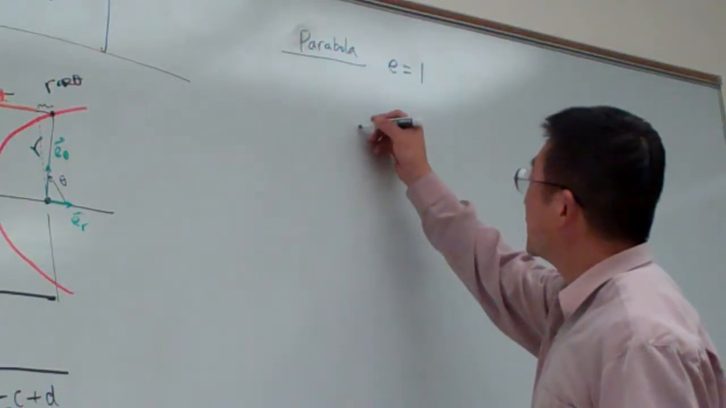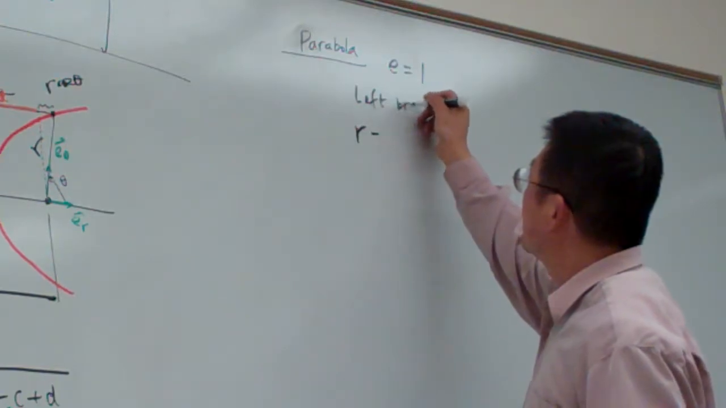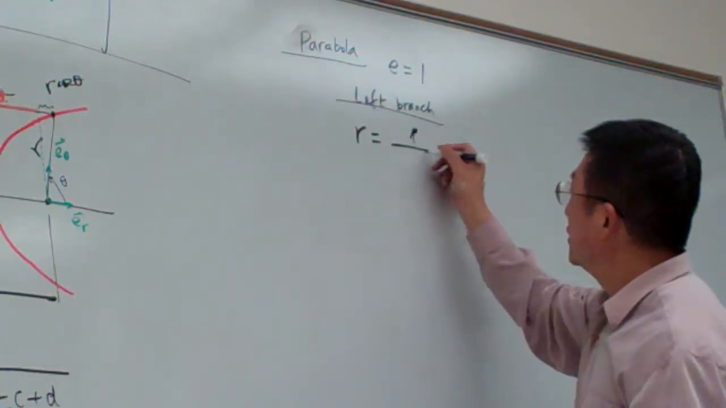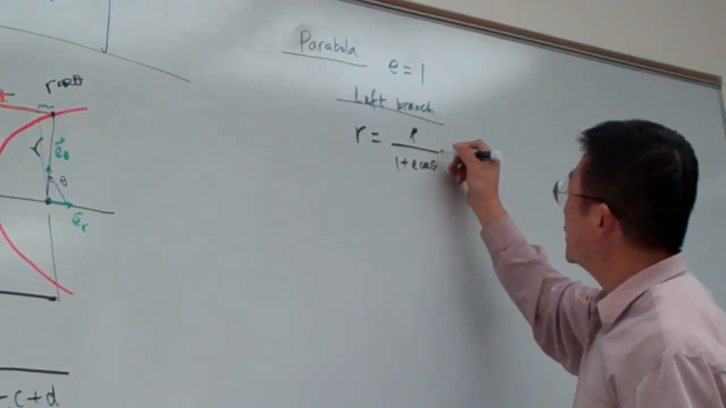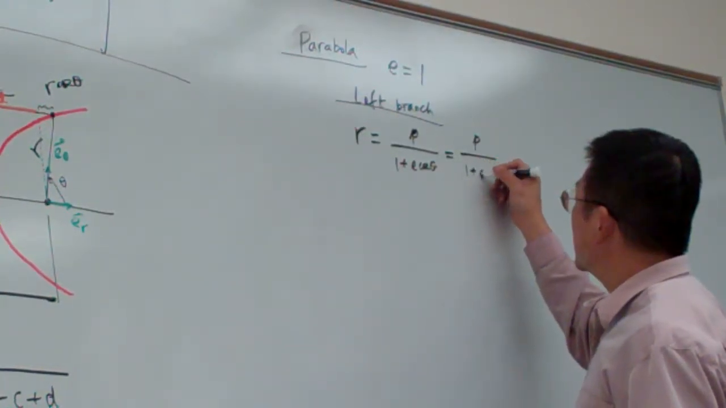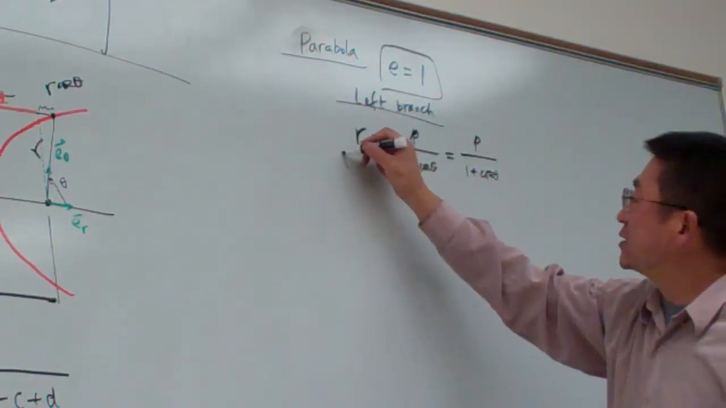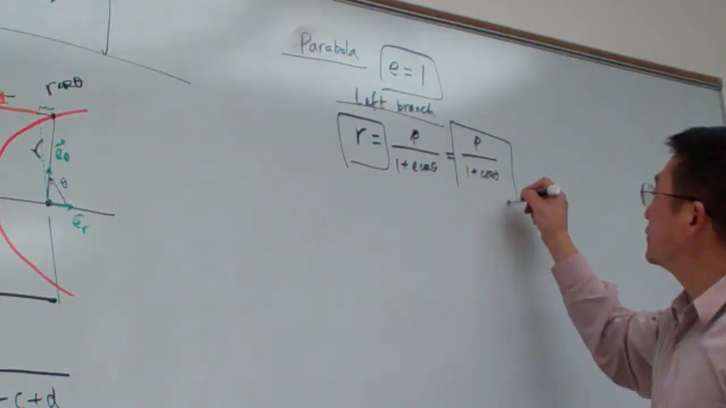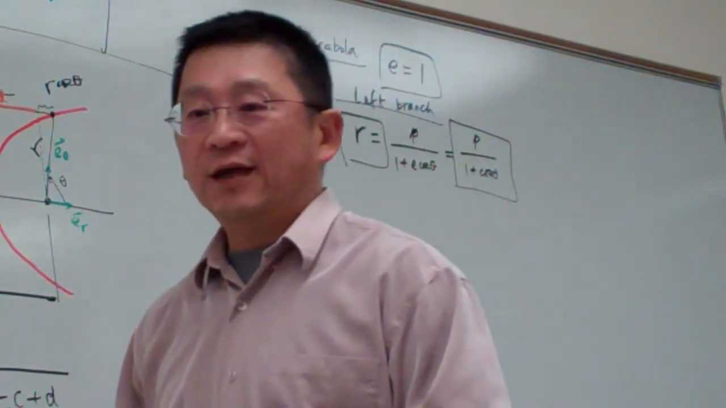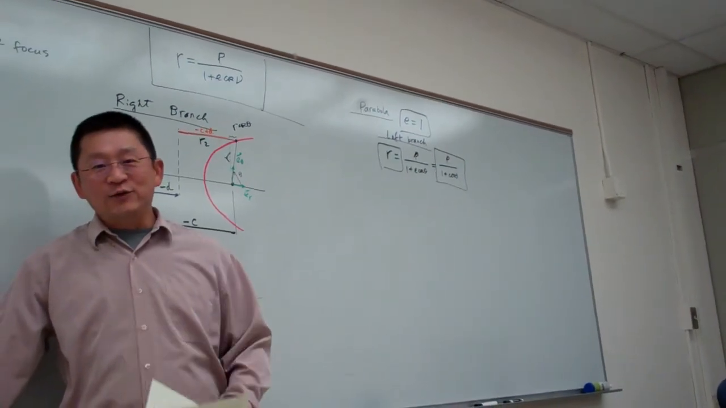So for this one, here you can see R, using the left branch, will be equal to P over 1 plus E cosine theta, and in particular E is a constant. So basically here E equals 1. Okay, so again here we utilize E equal to 1. So basically this is very special, the case of that one. For most of our applications, unless you do remember, probably you can stop.